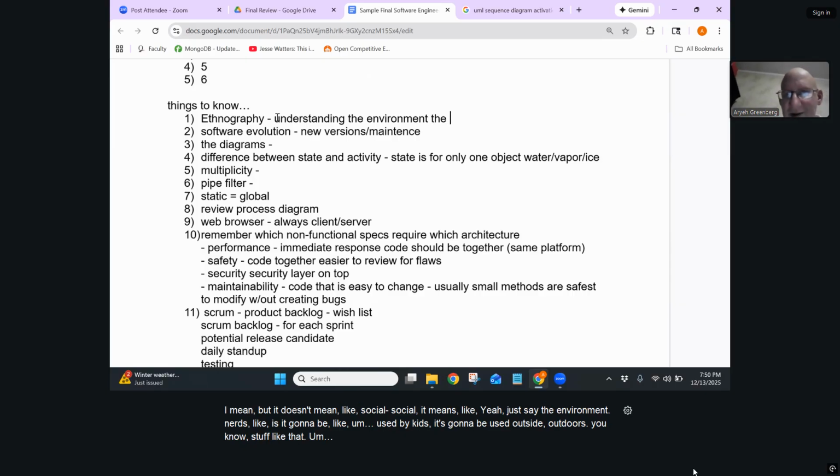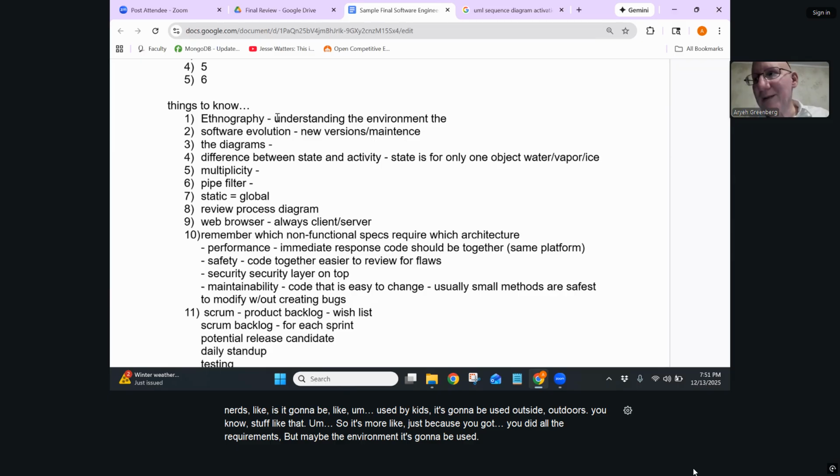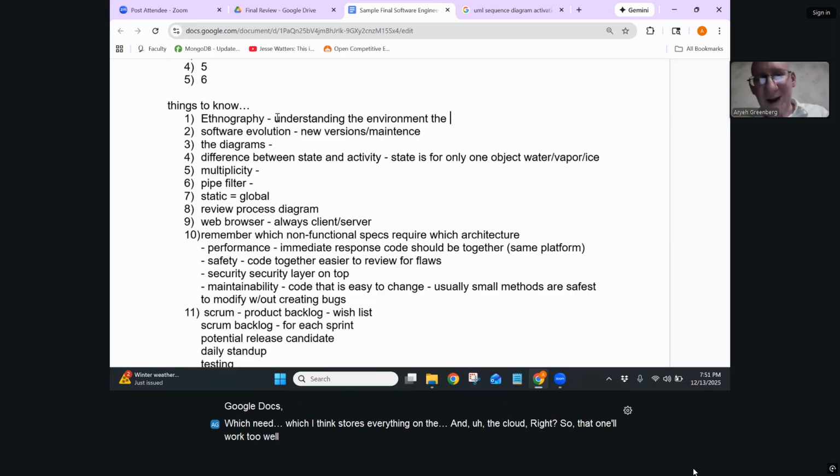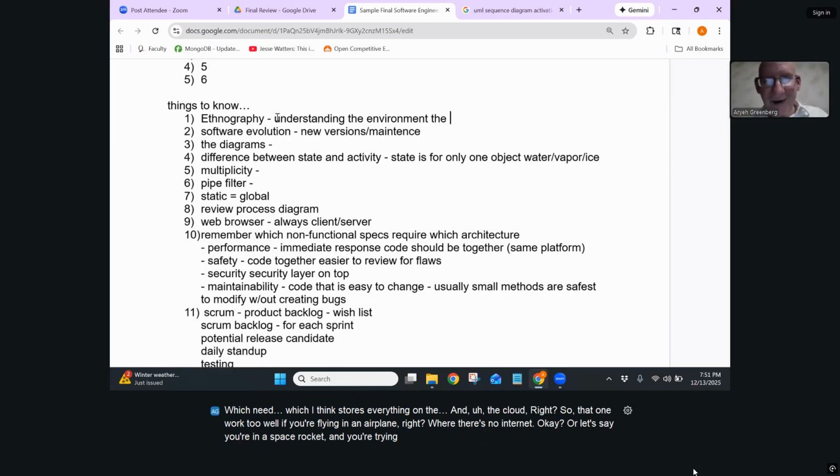So it's more like, just because you did all the requirements, maybe the environment it's going to be used in is not good for the way you designed it. So for example, if you have a program that uses the internet, let's say Google Docs, which I think stores everything on the cloud, right? That won't work too well if you're flying on an airplane, where there's no internet. Or let's say you're in a space rocket and you're trying to use Google Docs, you might have a problem, right?